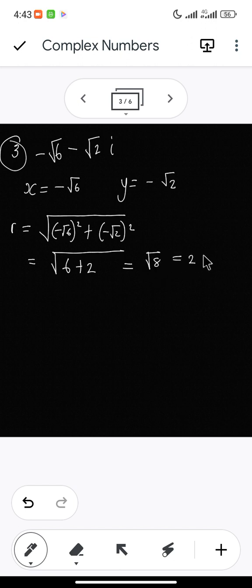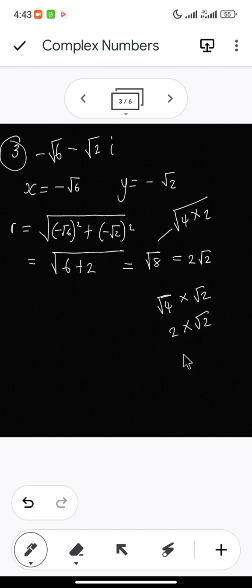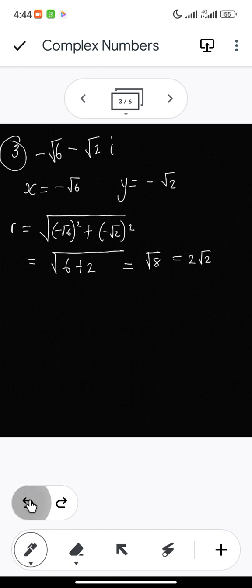This gives us 2 root 2. When you convert to surd, you have this as root of 4 times 2, which can eventually translate to square root of 4 times square root of 2. Square root of 4 gives you 2 times root 2, which gives you 2 root 2. So we've gotten our r. Now our r is 2 root 2.